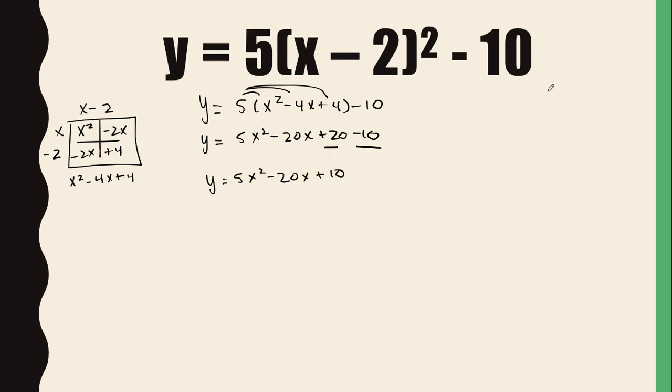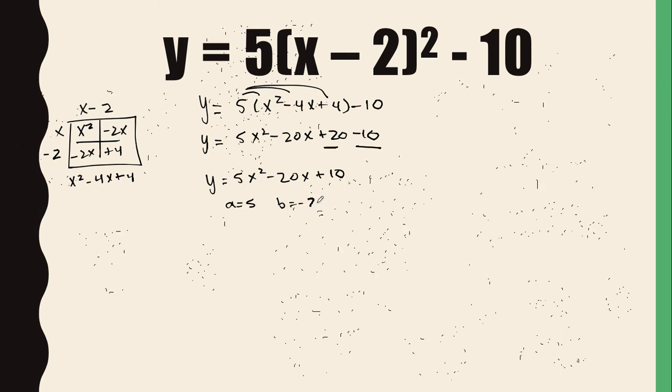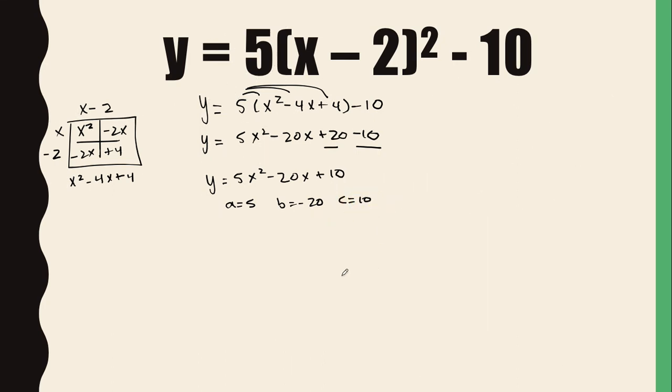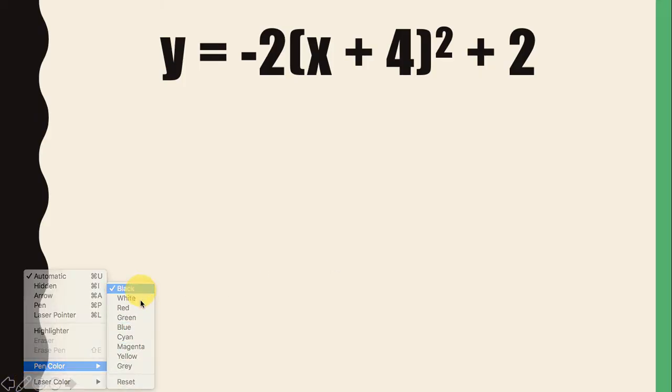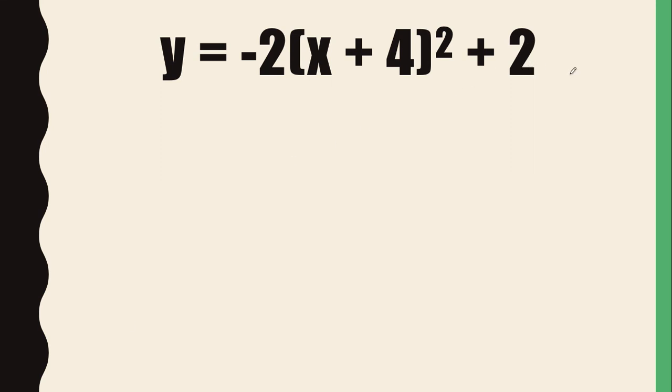I have successfully gone from vertex form to standard form. My a value is 5. My b value is negative 20. And my c value is 10. Let's try one more, and then we will be done with this video. Again, I'm sorry for piling it all on you at once.